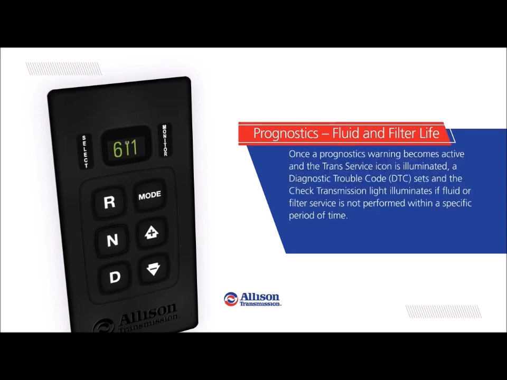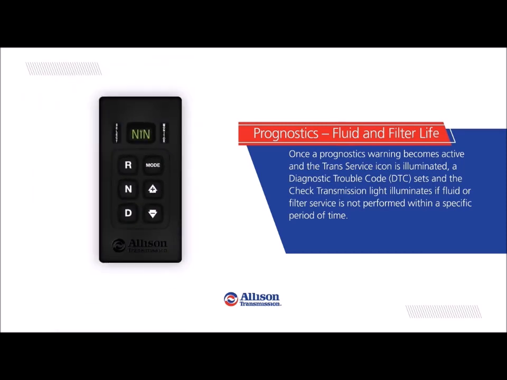Once a prognostics warning becomes active and the trans service icon is illuminated, a diagnostic trouble code, a DTC, sets and the check transmission light illuminates if fluid or filter service is not performed within a specific period of time.